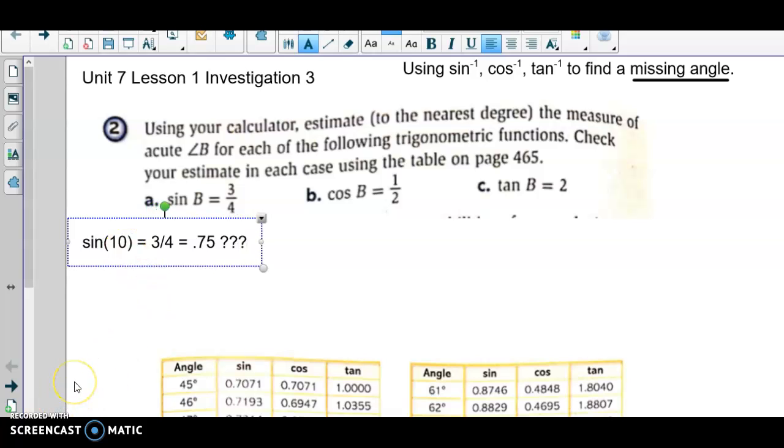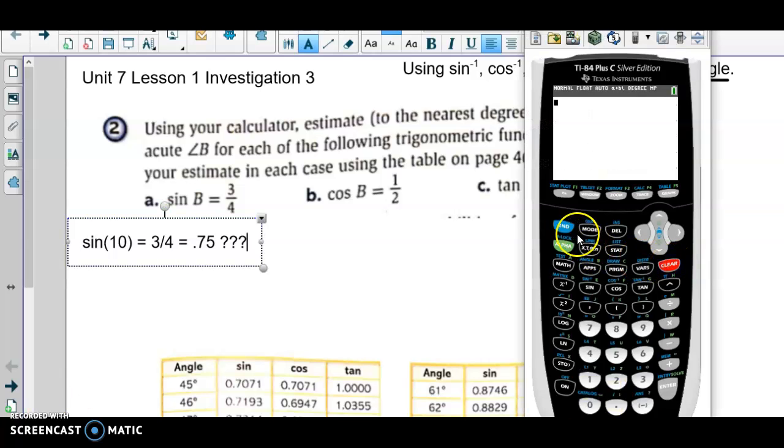Later on I'll show you how to do all this math without a calculator, but you would go to your calculator and make sure it's in degree mode, because that's how we're doing our answers. You would say, what is the sine of 10 degrees? Is it equal to 0.75? We notice it's not, so let's try something different. Let's try the sine of 50. Is it equal to that? Oh, 0.76 is pretty close.